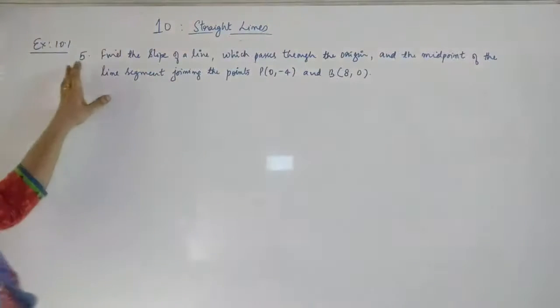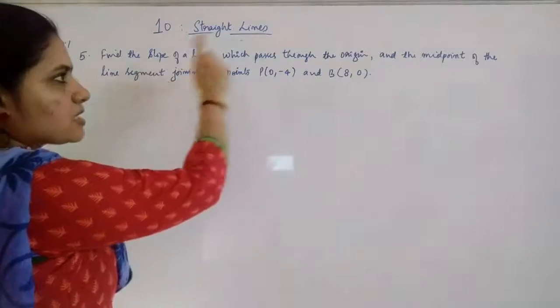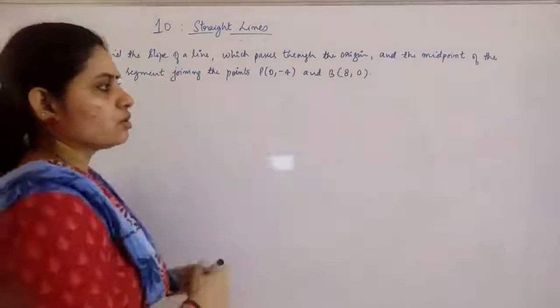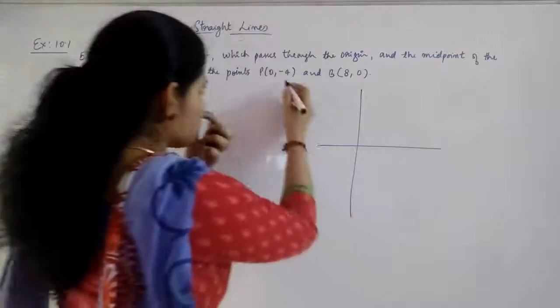Okay, so the fifth problem is: find the slope of a line which passes through the origin and the midpoint of the line segment joining the points P(0, -4) and B(8, 0). So you have to find out the slope of that line which passes through the origin and the midpoint of the line joining these two. First, you have to find out that midpoint of the line joining these 2 points.